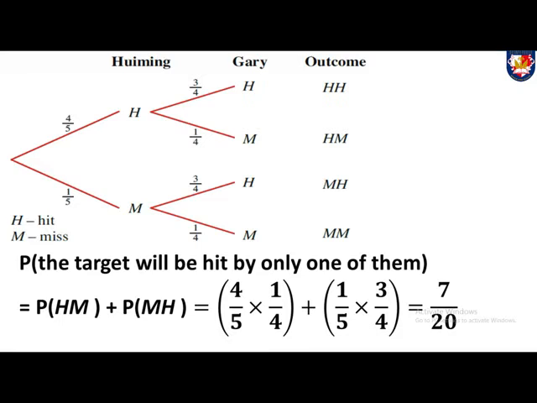Next, the probability the target will be hit by only one of them. It means the probability of Xiuming hitting the target and Gary missing it, or Xiuming missing the target and Gary hitting it. So it equals the probability of HM plus MH, only one of them hitting the target. So 4 per 5 times 1 per 4, from here and here, plus 1 per 5 times 3 per 4, from here and here. So equal to 7 per 20.